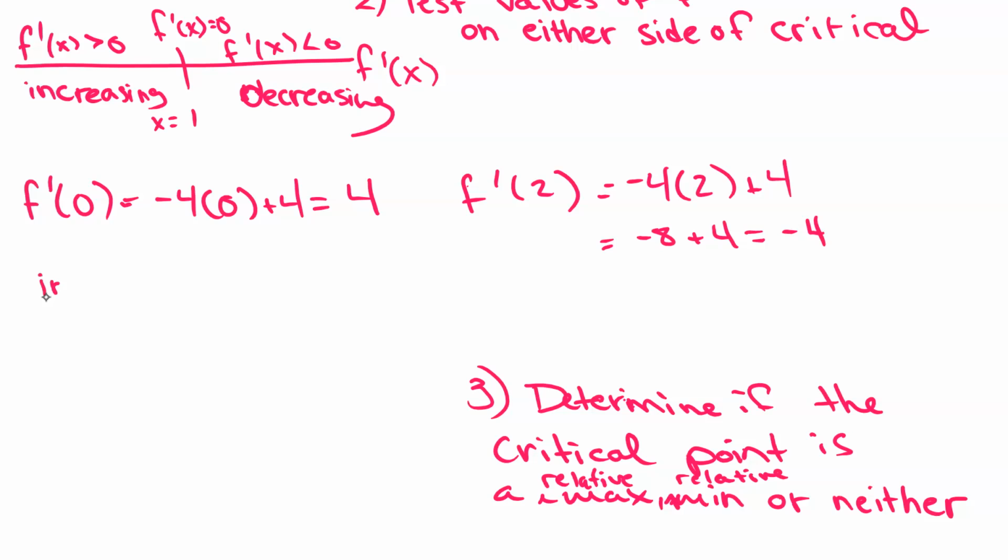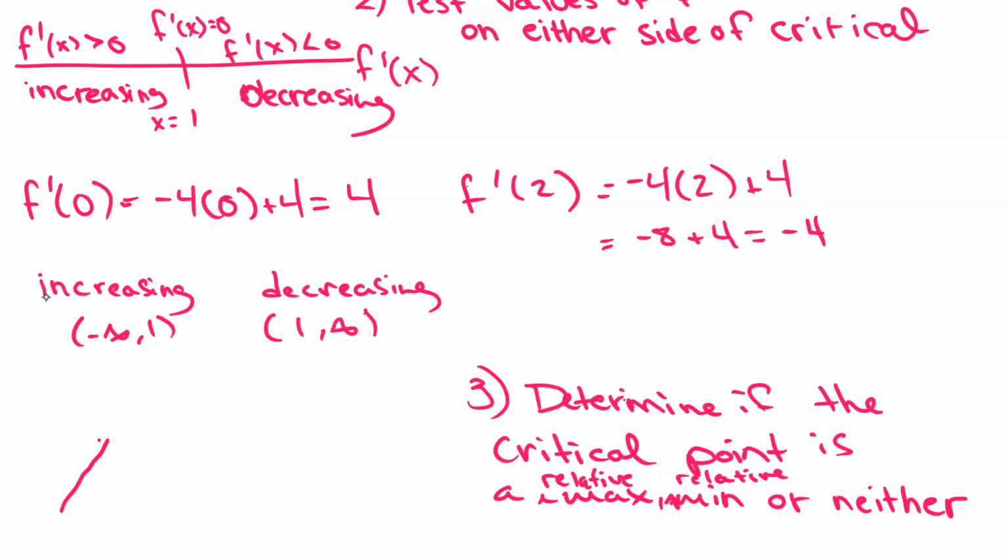So I've got my increasing interval first, which is from negative infinity to 1, and then I'm decreasing from 1 to infinity. So we're thinking about, in number 3, going from a situation where we're going up, we're at 0, and then we're going down at this point. So if we're increasing, switching to decreasing, we've got a relative max. This is at x equals 1.